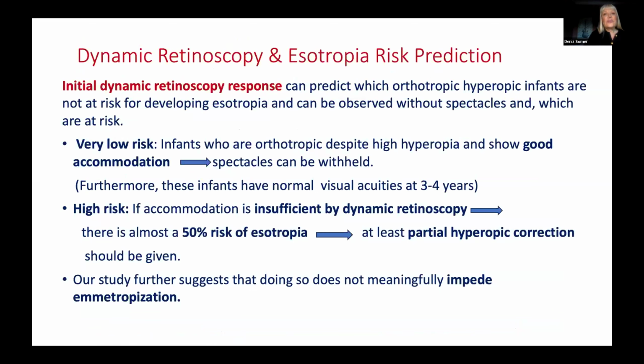Initial dynamic retinoscopy response can predict which orthotropic hyperopic infants are not at risk for developing esotropia and can be observed without spectacles, and which are at risk. Infants who are orthotropic despite high hyperopia and show good accommodation, spectacles can be withheld. Furthermore, these infants have normal visual acuities at 3 to 4 years. If accommodation is insufficient by dynamic retinoscopy, there is almost 50% risk of esotropia, and at least partial hyperopic correction should be given.